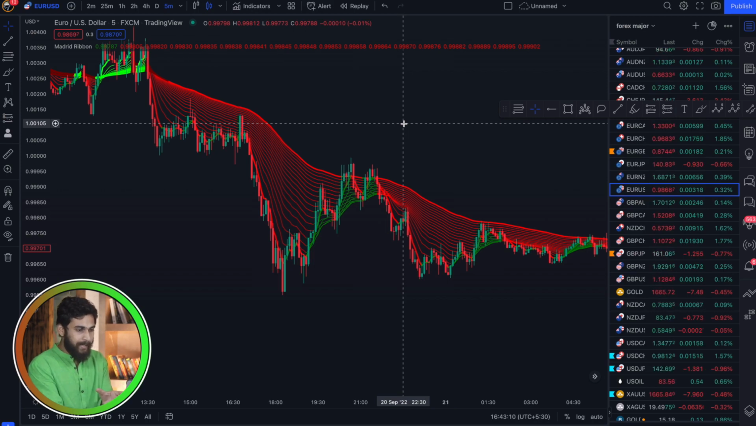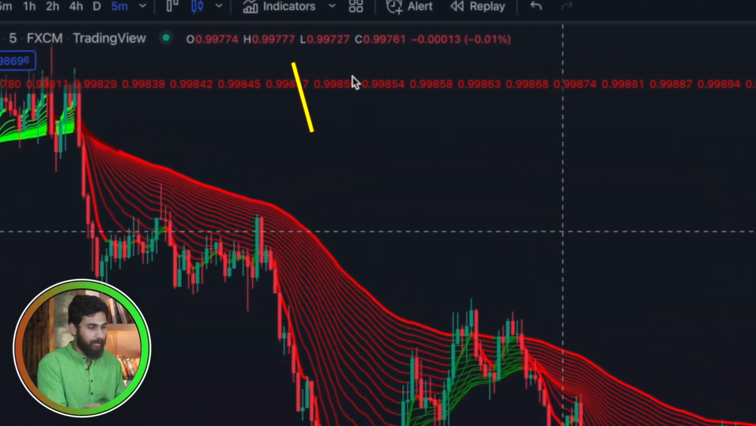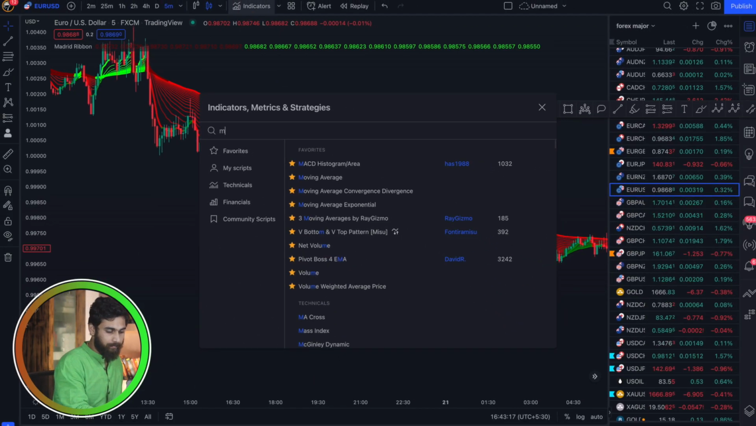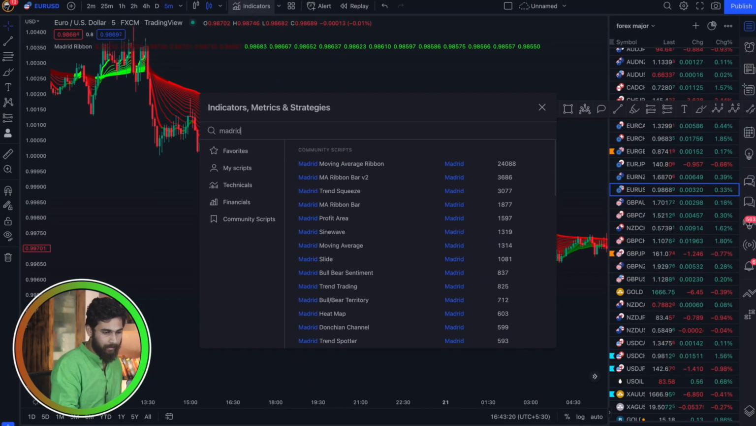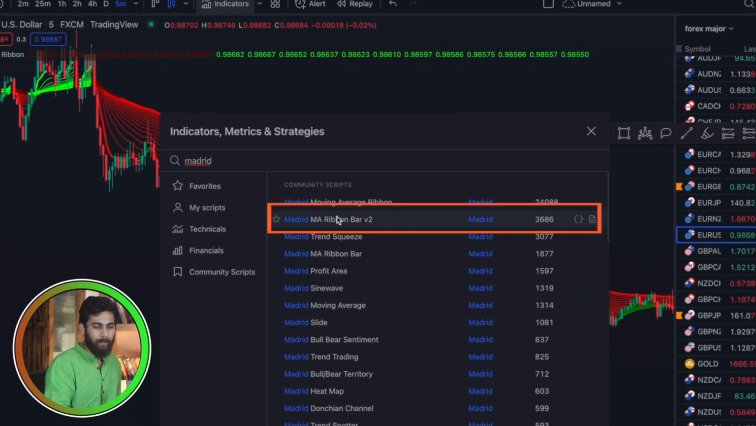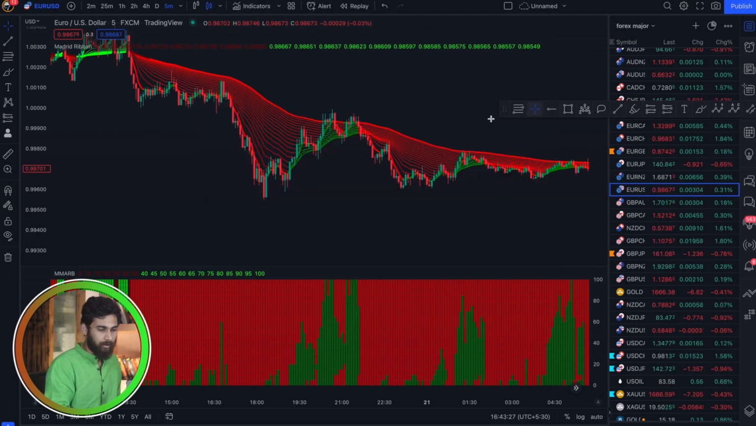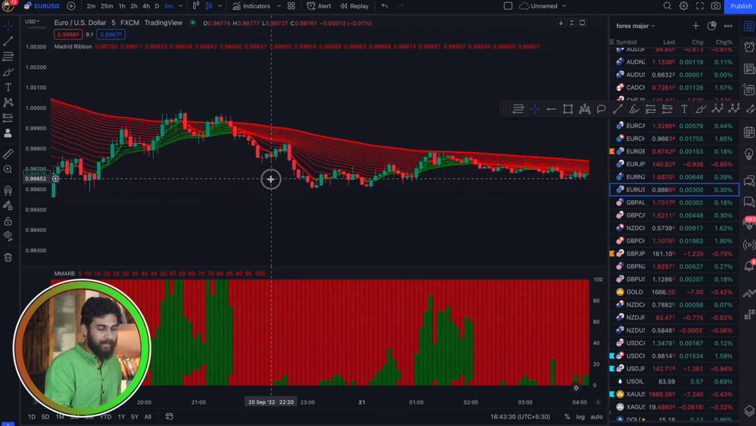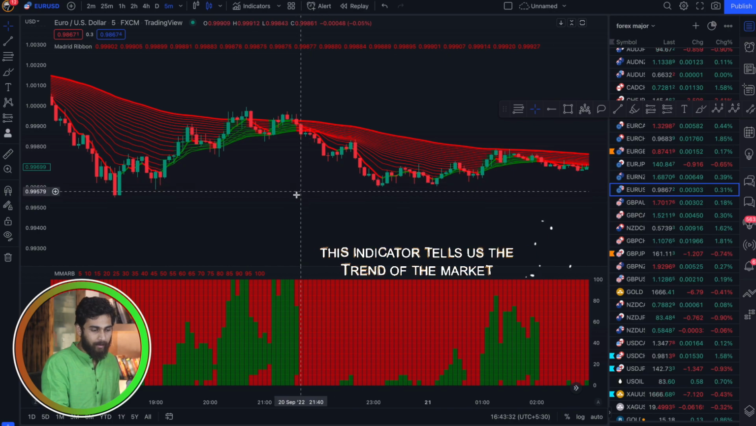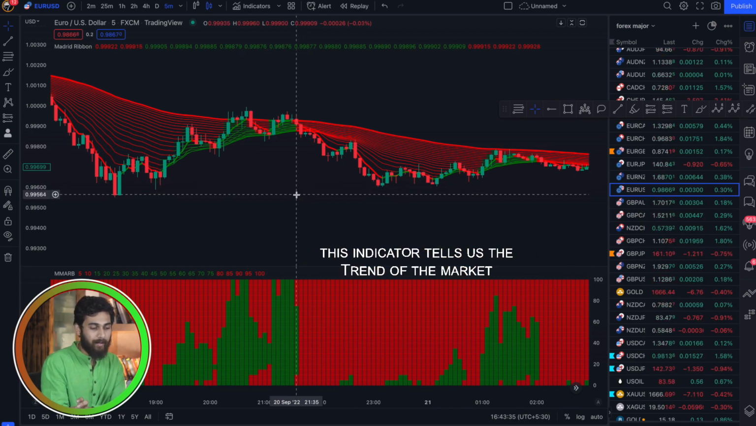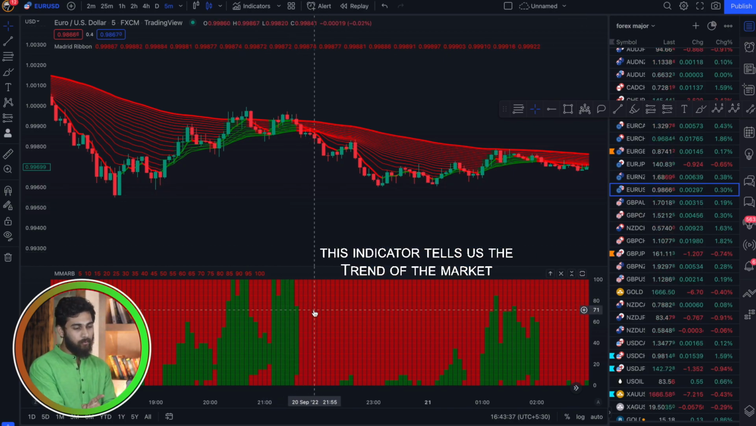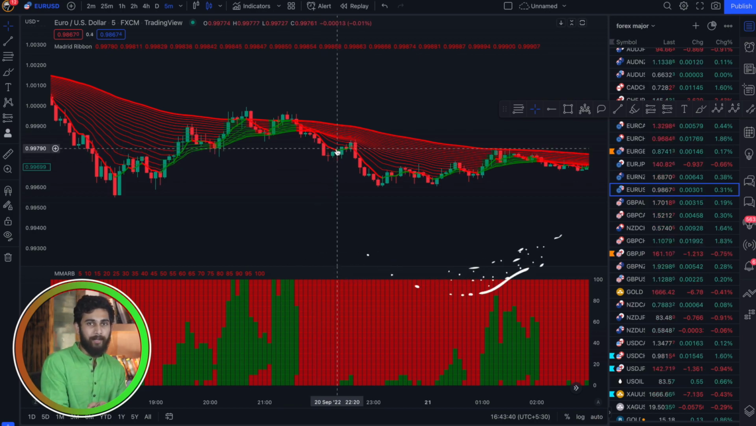Now, this single indicator won't be enough for us. So we are going to add another indicator, and that indicator is called Madrid MA ribbon bar version 2. So just select this and add it to your chart. Now, this indicator does the same thing, that is, it tells us about the trend of the market, but this should always be used with the above indicator.